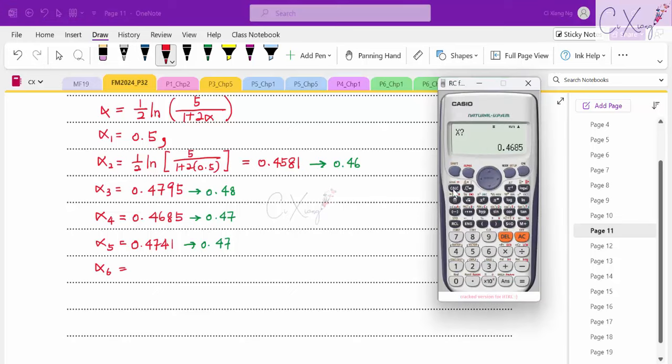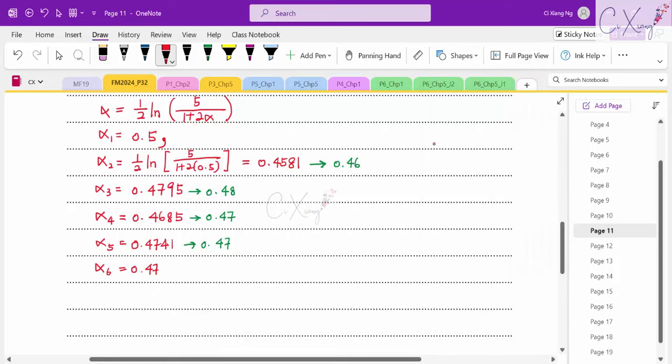So I will repeat again. Calculate 0.4741, equal sign. So 0.4713. I think this is obvious enough. That up to 2 decimal places, all my answers are 0.47. So this is actually my root, or the alpha. So alpha equals 0.47, correct to 2 decimal places. Okay, so this is how we solve the question.